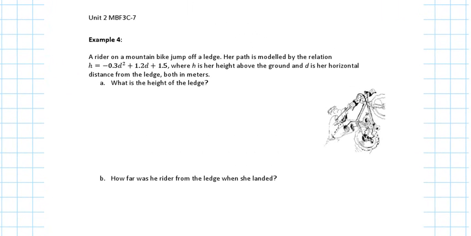All right, guys, let's get back to this question, please. Remember, recording, we can't waste time. Now, a rider on a mountain bike jumps off a ledge. Her path is modeled by the relation y equals negative 0.3 d squared plus 1.2 d plus 1.5, where h is her height above the ground and d is her horizontal distance from the ledge, both in meters. What is the height of the ledge?